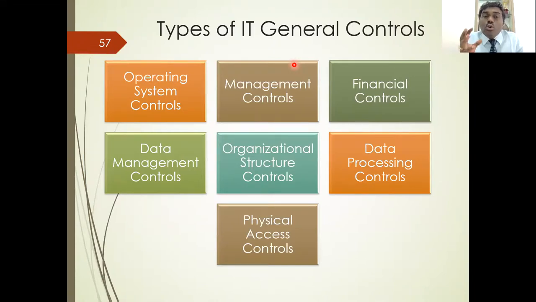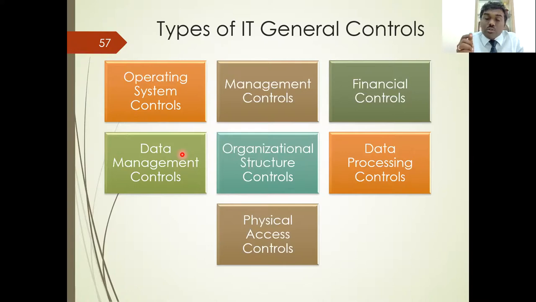Management controls, who has access to what? How is the employee given access? General procedure. Financial controls. Is there a segregation of duties? Anything more than 3 lakh rupees or 5 lakh rupees, 2-3 levels of approval, etc. Data management controls. Controls on how the data should be managed on a regular basis. Who should take the data backup? Is the data checked for restoration? All those things are general controls.